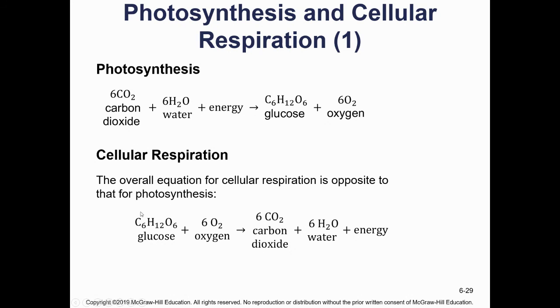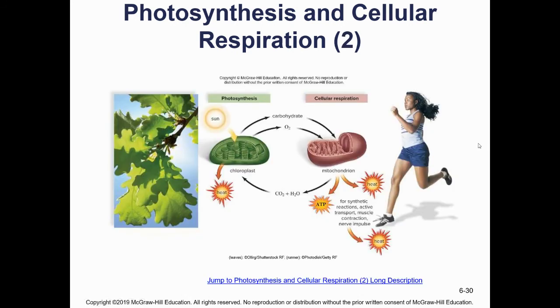Oxidation, loss of electrons. When I break down my glucose, it loses electrons. Glucose is oxidized to carbon dioxide. Those electrons are gained by oxygen. So oxygen is reduced to water. So we will zoom in on these in our next two chapters.